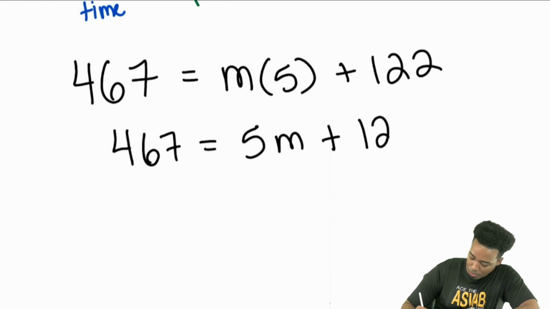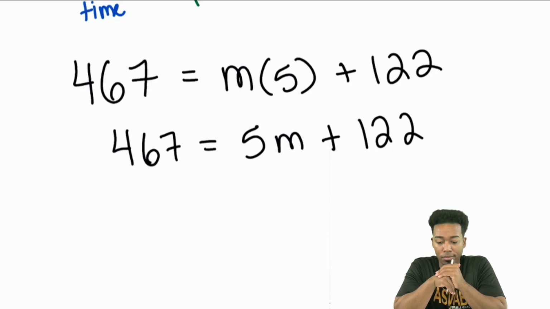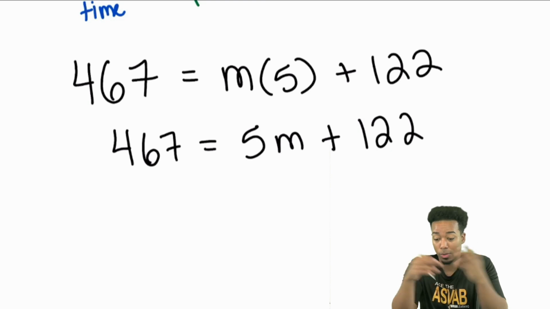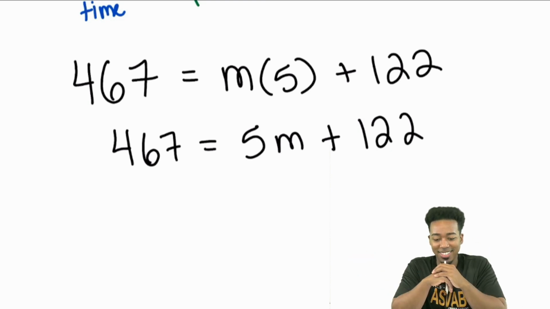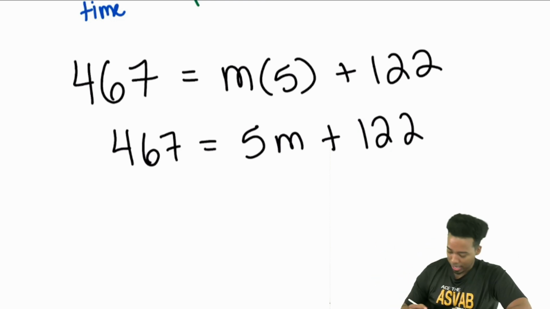So if you want to rewrite this, it would be written like this: 467 equals 5M plus 122. Long story short, my party people, is this solvable? Yep, this is absolutely solvable. What's the first step that I'm going to take, everybody? What's the first thing I do? Subtract. Subtract what? Where? Subtract 122 where? Both sides. That's the simple answer right there. Subtract 122 from both sides. So that's exactly what I'll do here.